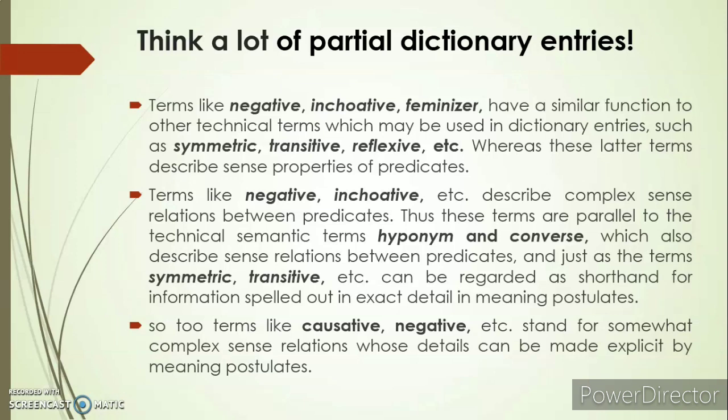And just as the terms symmetric, transitive, etc. can be regarded as a shorthand for information spelled out in exact detail in meaning postulates, so too terms like causative, negative, etc. stand for somewhat complex sense relations whose detail can be made explicit by meaning postulates.